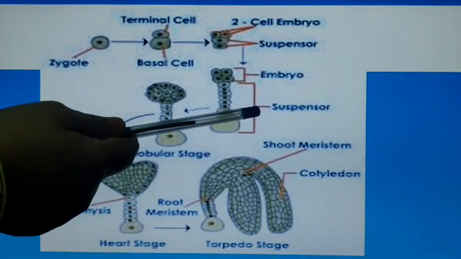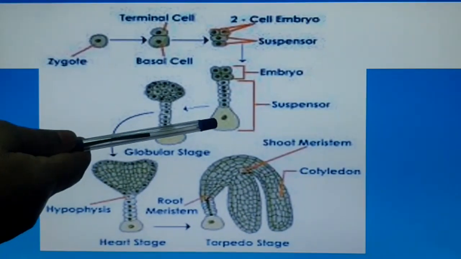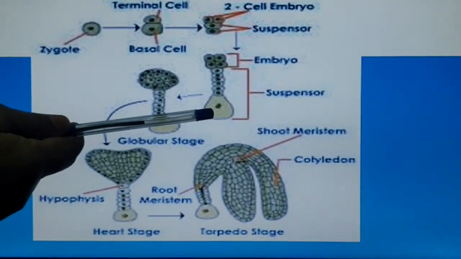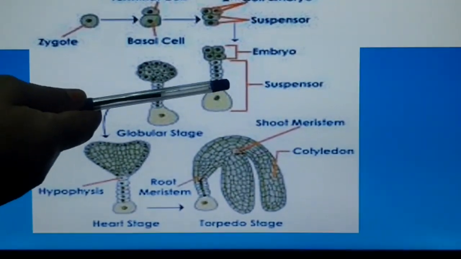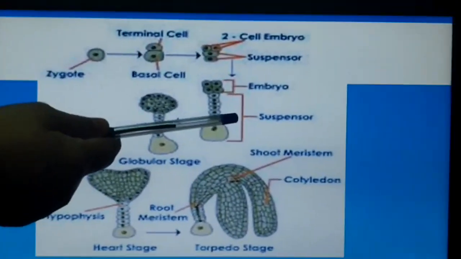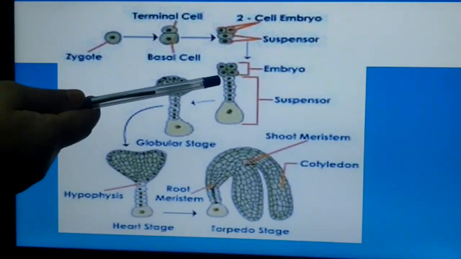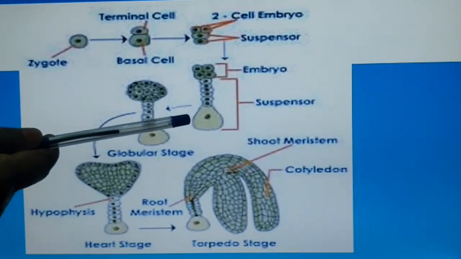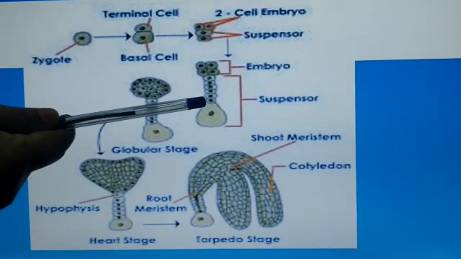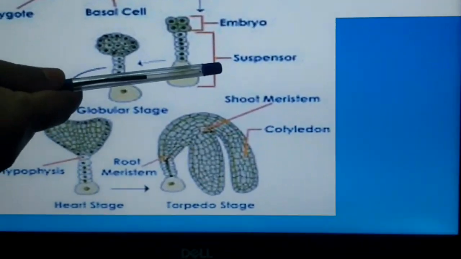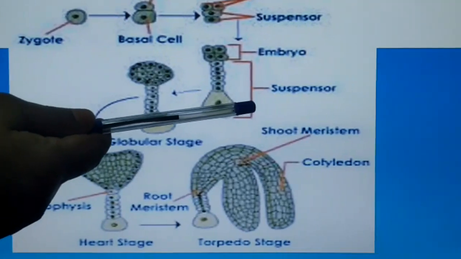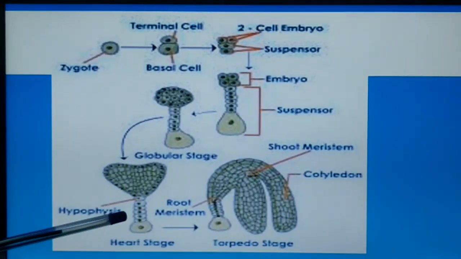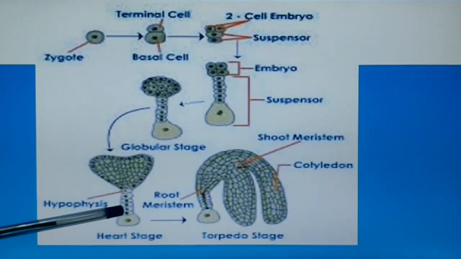The suspensor acts like an umbilical cord-like structure which connects the embryo to the surrounding tissues. It functions as the umbilical cord-like structure, and the hypophysis is used in the formation of the root and root cap.